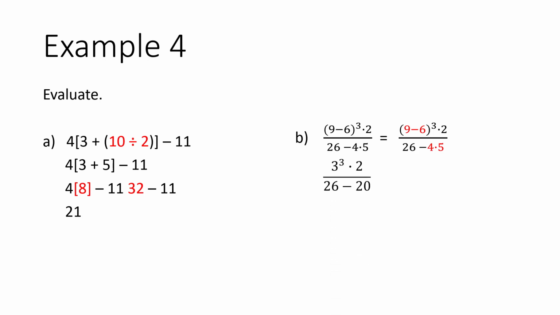This gives us now 3 to the third power times 2 over 26 minus 20. So in the numerator, we're still going to need to evaluate that exponential expression. And in the denominator, we're ready to subtract. So now I have 27 times 2 divided by 6. And do that multiplication and get 54. And 54 divided by 6 is 9.